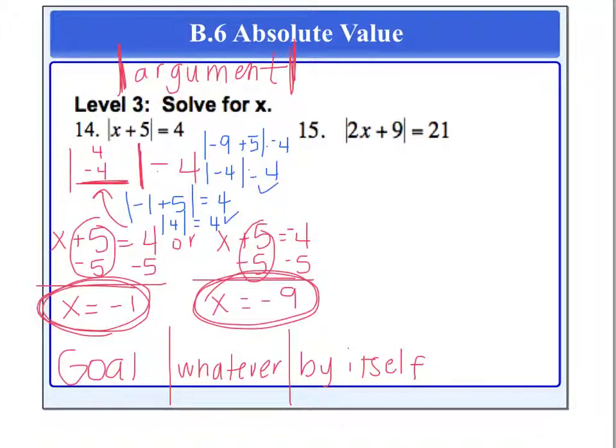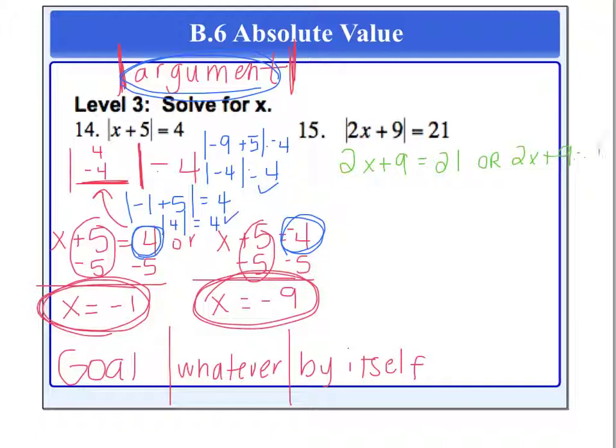So I took my argument, what was inside, just that, no absolute value symbols, nothing of that sort, just what's in there, and I set it equal to the positive and to the negative solution. So I'm going to do the same thing on this next one. I'm going to choose different colors so that we don't mess it up. So I'm going to take what's inside, 2x plus 9, and I'm going to say that that can equal 21, or I could take my 2x plus 9 and set that equal to negative 21.